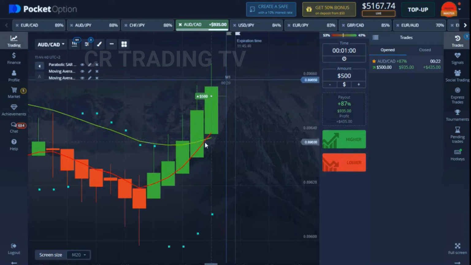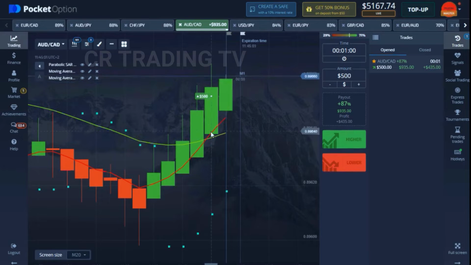As you can see, the red and the green must cross each other. If you're taking a trade to go up, you must have your red moving average above the green. As you can see, our red here is above the green down here. So the intersection must happen. That's the number one thing you need to see, and you must have your red above the green.